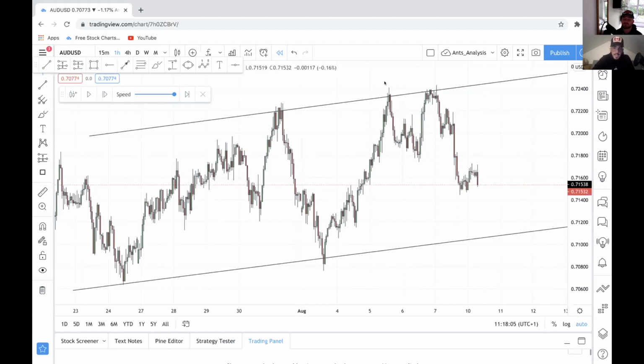Right guys, so this is AUD USD, and basically what I'm going to be talking about is how some people might get tricked into the market and be placing trades without understanding the bigger picture and without understanding what type of phase the market is in.